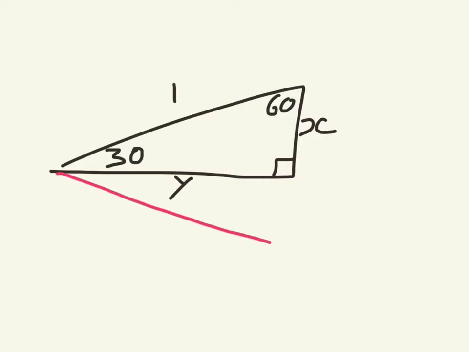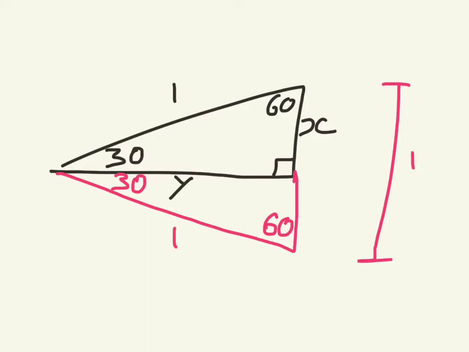Well, we reflect the triangle down. This will be 30 as well. And this will be 60. So that gives an equilateral triangle, which means this is 1 and this is 1. And that will make x equal a half. Because it does cut it exactly in half.